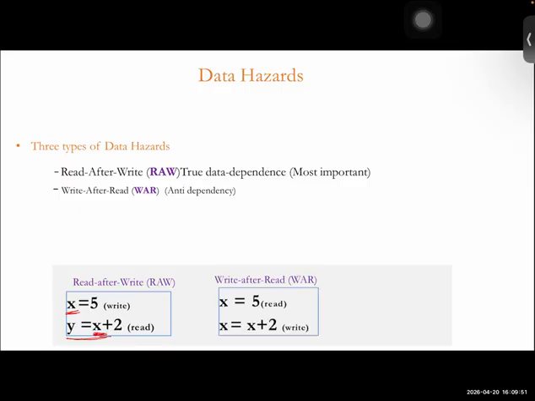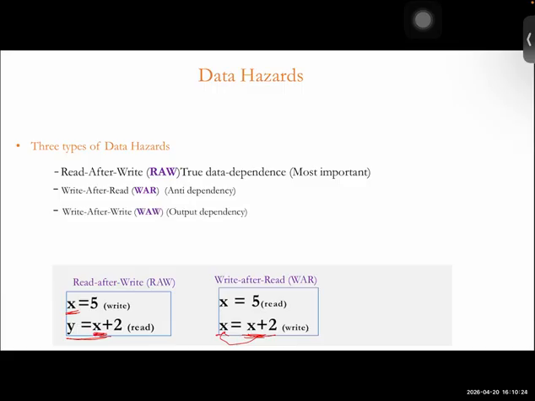Another one is the write after read hazard. So in this, as said, the value of x must be read before the result of the equation, like x plus 2, is evaluated and written into x. Okay, so that is write after read. If it is written before reading this value, that gives a different value or error values.